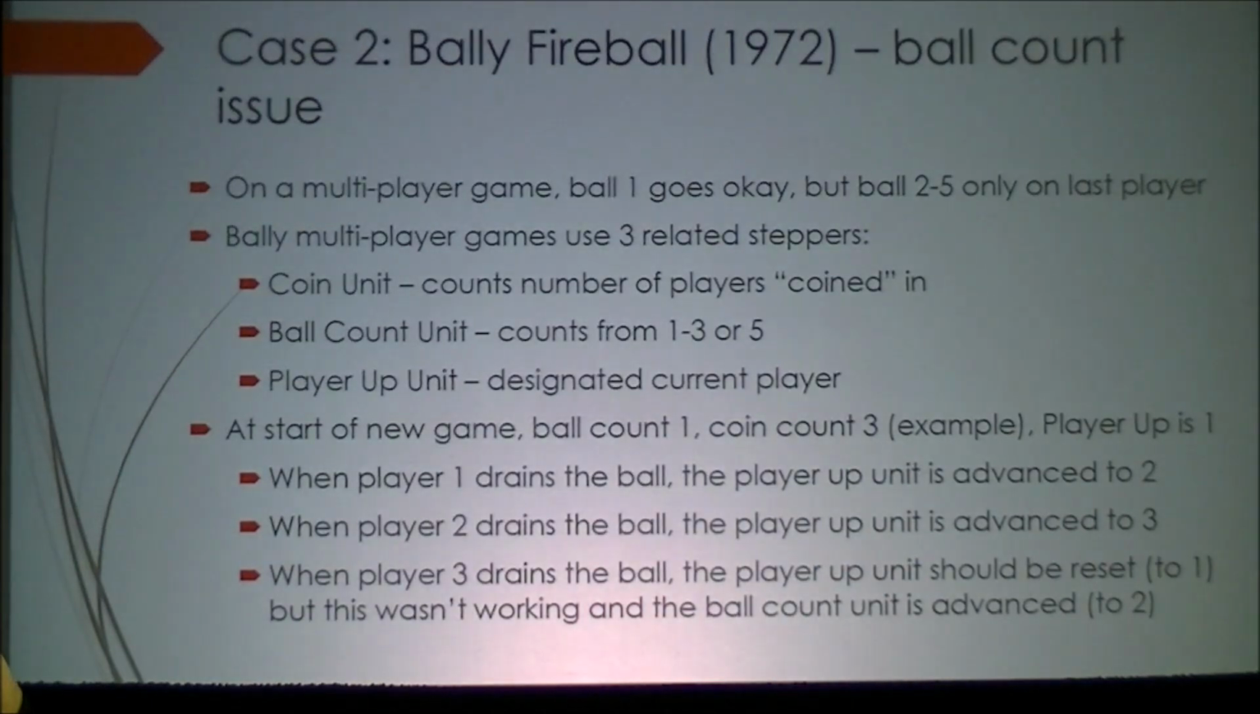All right. Second case study. Valley Fireball. It's a 4-player game. If you played a 1-player game, everything worked fine. If you tried to play, say, a 3-player game, all 3 players would get to play ball 1. But when you drained player 3 ball 1, it said player 3 is still up and now it's ball 2. When you drain that ball, player 3 is still up and it's time for ball 3, and so forth.